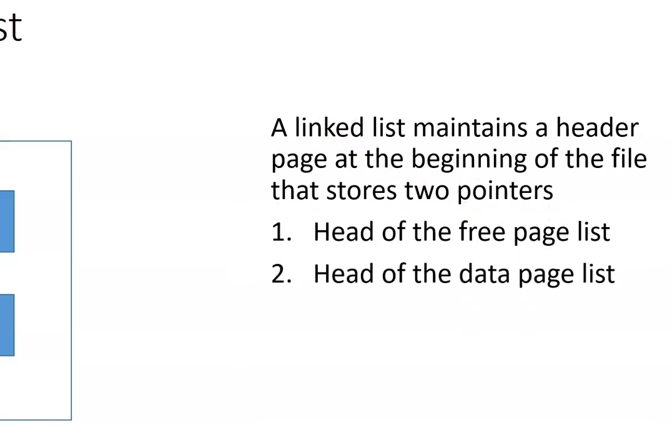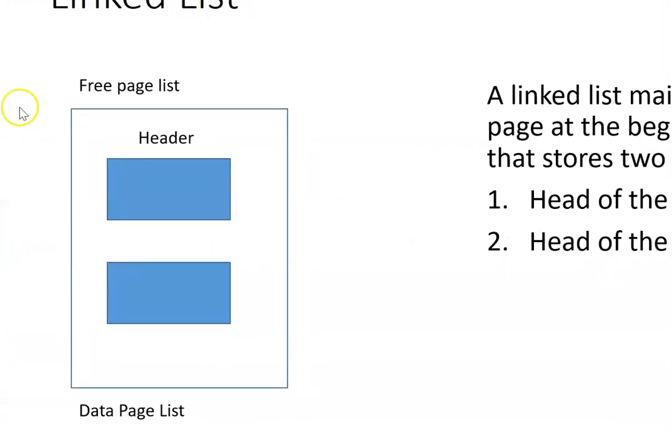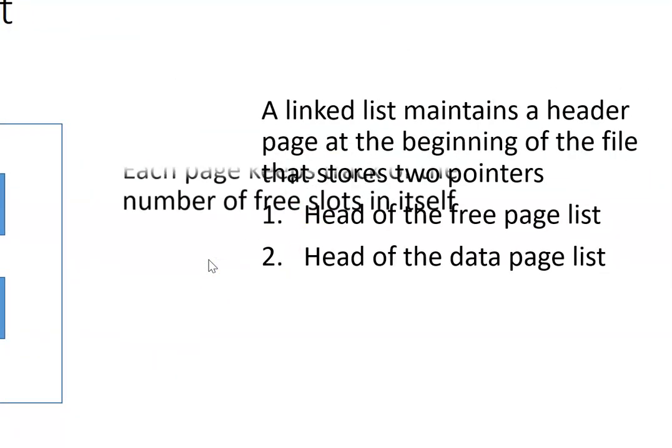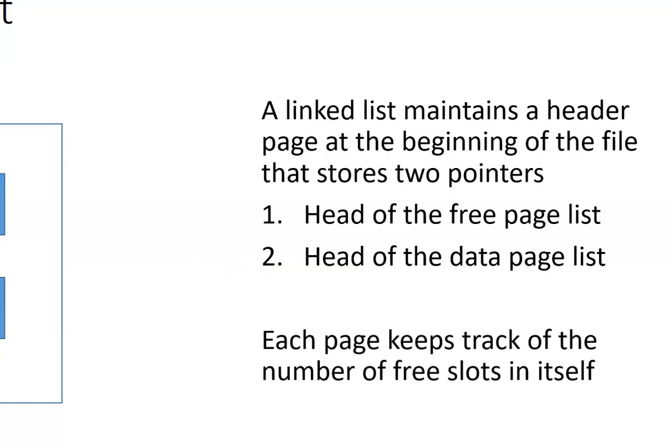So in essence, you have something like this. This is your page. You have a header for the free page list, in other words, it points us to the pages that are free. And then you have a header that points us to the pages that have data on. Each page keeps track of the number of free slots in itself.